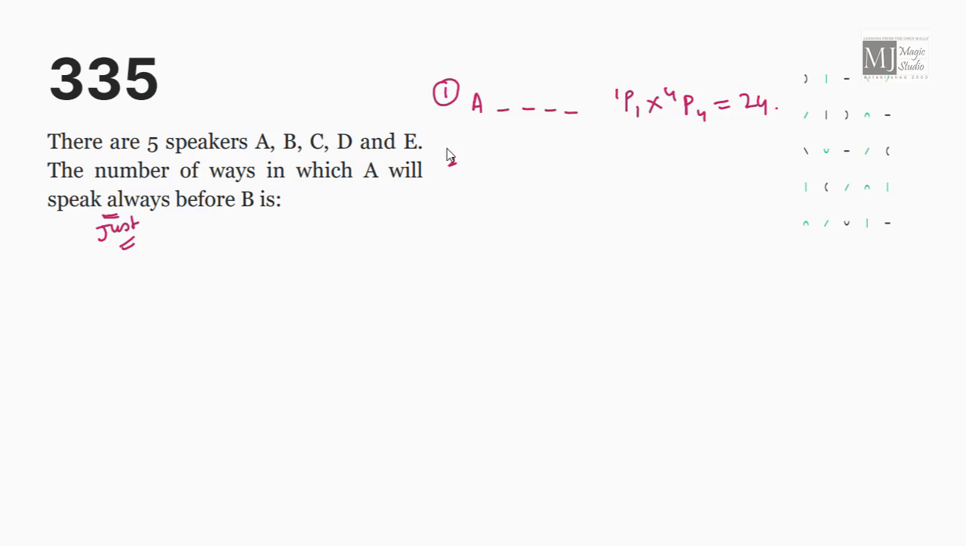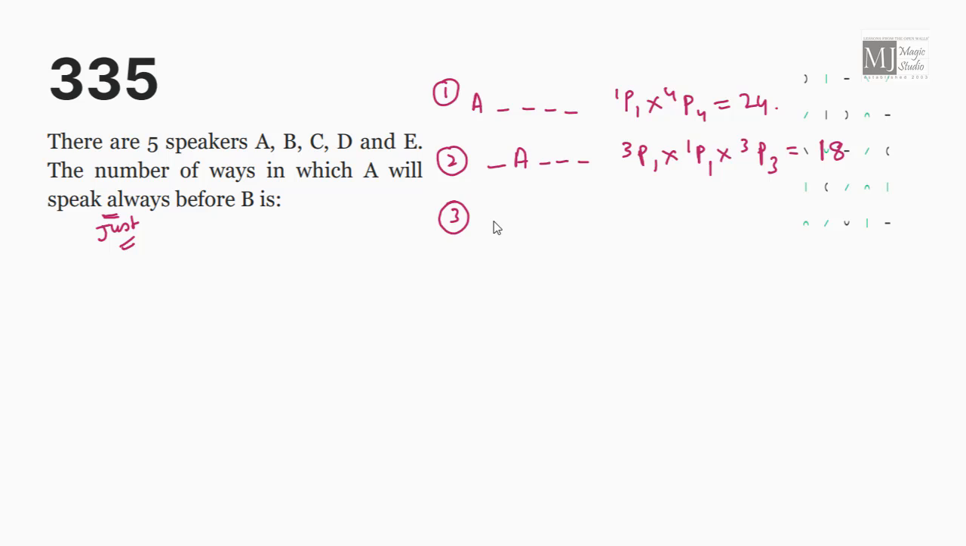Next, second case, A might be the second speaker, then B should be here only. B should be speaking at third position, fourth position or fifth position. Now in how many ways can this arrangement be done? Out of the remaining 3, any one can speak at the first position, 3P1. A would be speaking at 1P1, remaining 3 in 3P3 ways. 3 into factorial 3, that is 6 into 3, 18 ways this can be done.